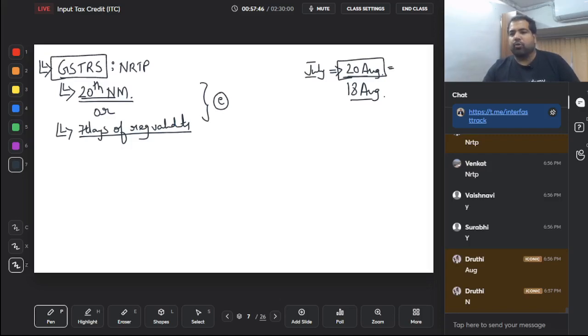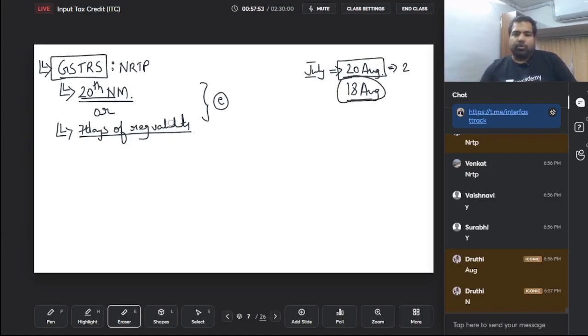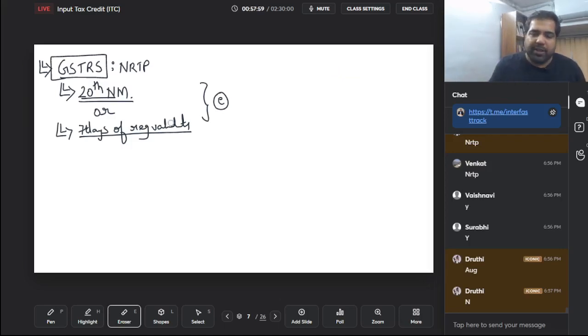Again, for August you have to go till September. So September is very far. So 7 days from 18th August. So basically what you need to do is just check these two dates. What is the next month's 20th, or what is 7 days? Obviously 7 days will be earlier. So whenever the validity ends, within 7 days you need to file your return.